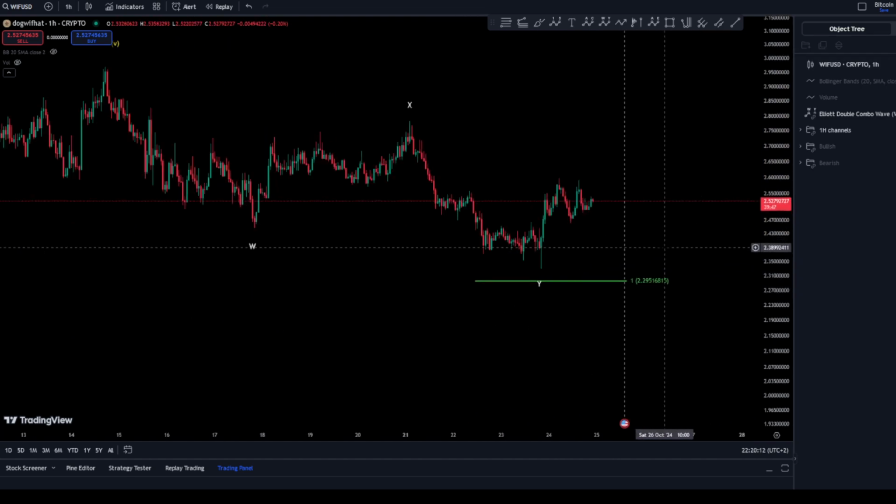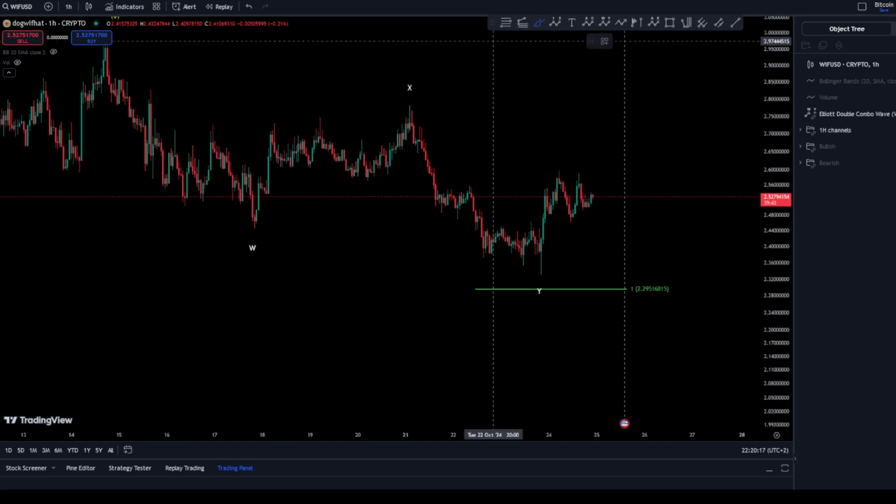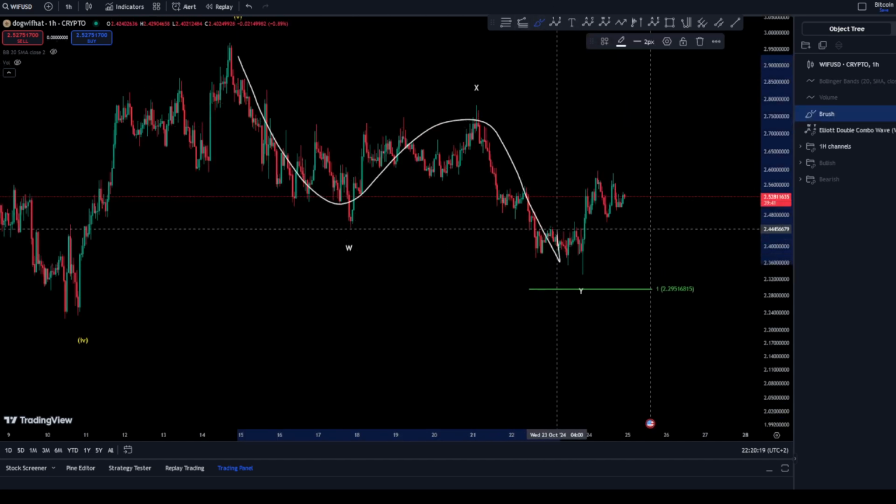After this, because it is corrective, you want to see higher prices, since you are corrective towards the downside.